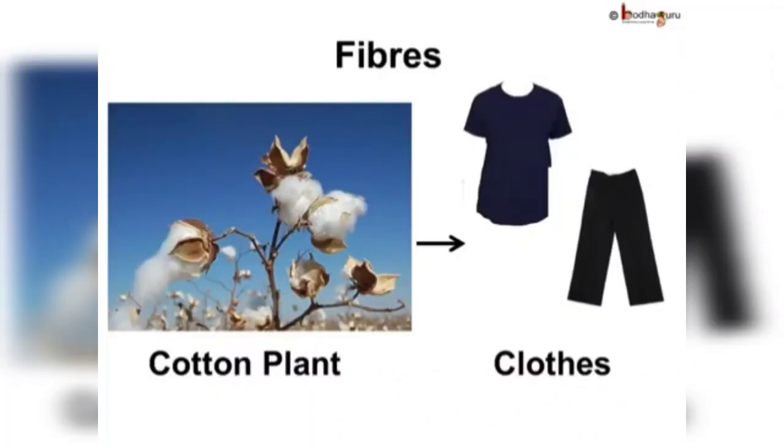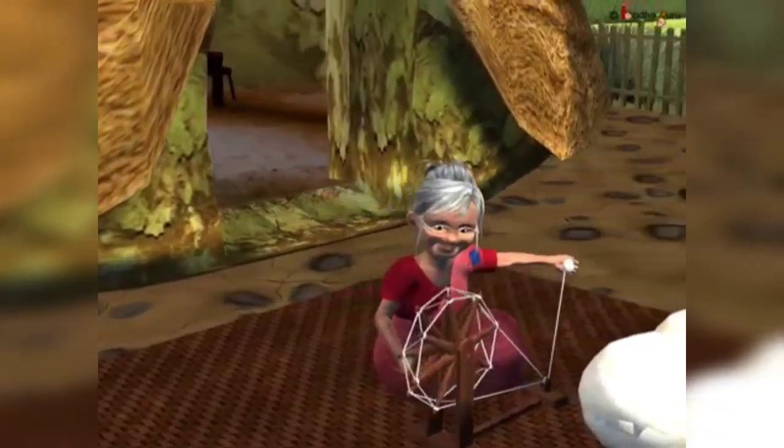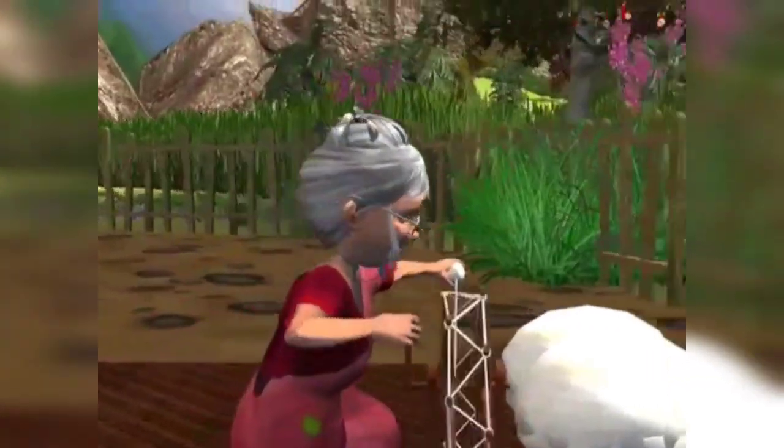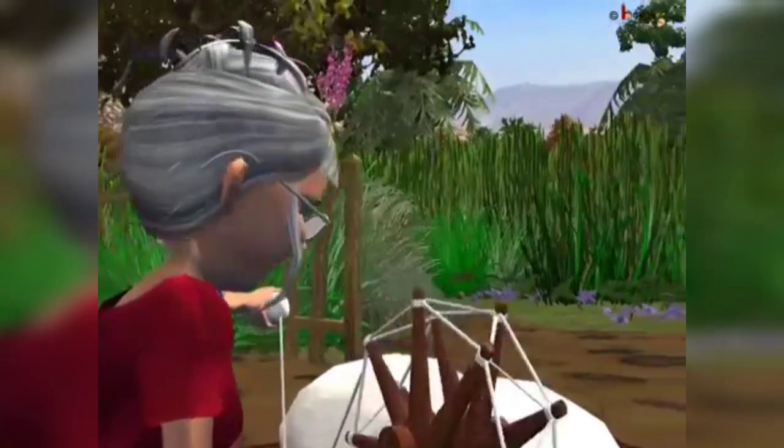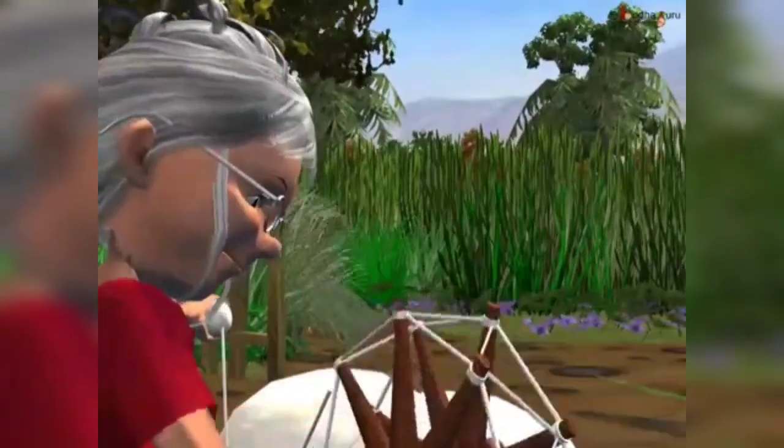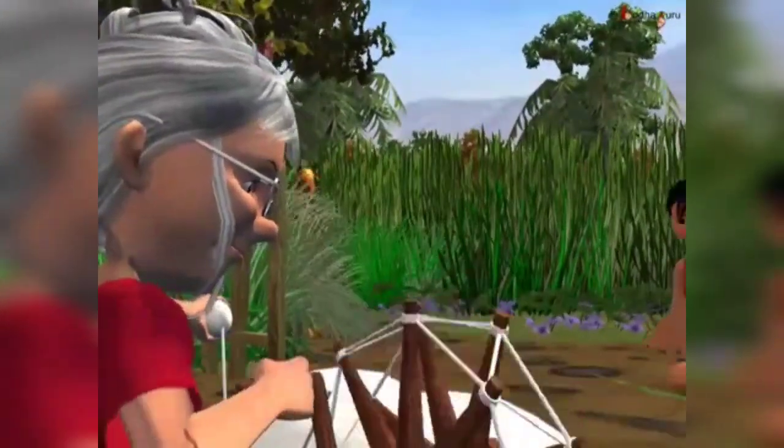What clothes you like to wear in summers? Cotton clothes. Our comfortable cotton clothes are made of fibers which we get from the cotton plant. Like in the story, the grandmother was spinning cotton to get cotton yarn out of which clothes are made.